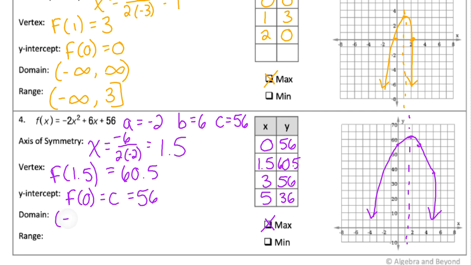My domain on this one, -infinity to +infinity. And since it's a maximum point, my range is going to go from -infinity up to that max value, which was 60.5. All right, that is graphing quadratics in standard form.